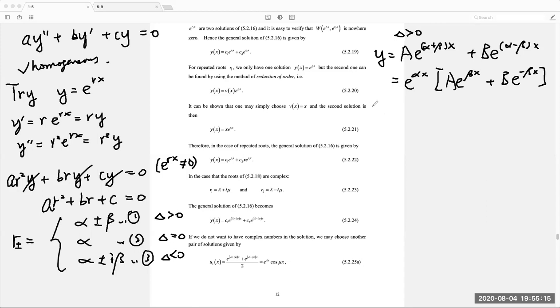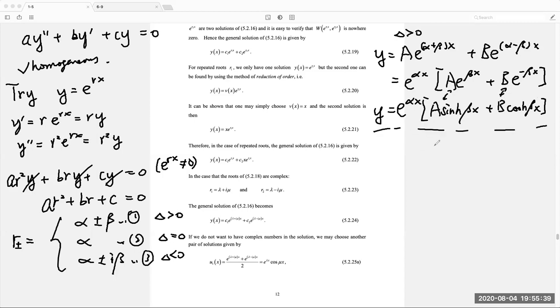Actually, you can also write it in another form using the hyperbolic sine and hyperbolic cosine. And then the A and B are not the same here. And then the second one is when the discriminant is 0. The solution may look quite weird, but the solution has this form.